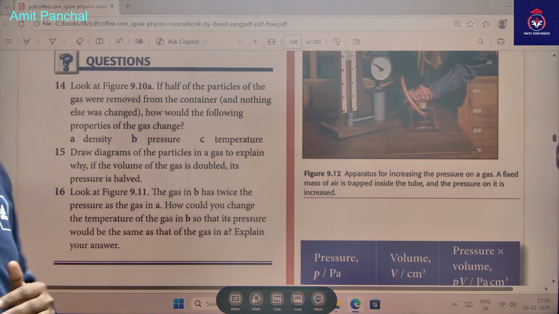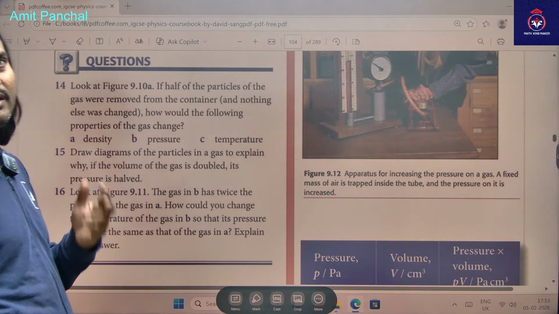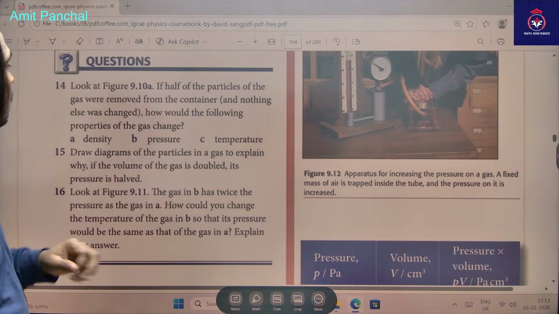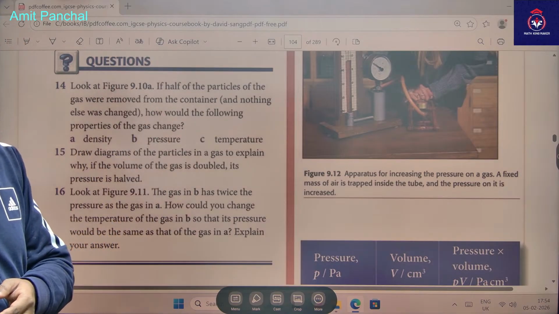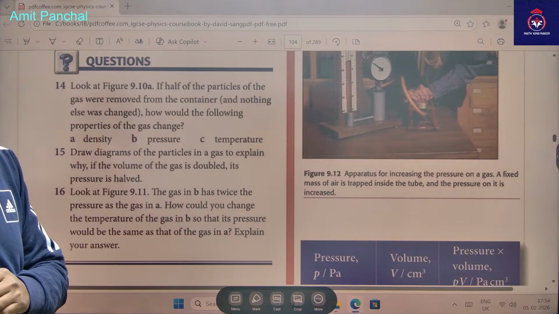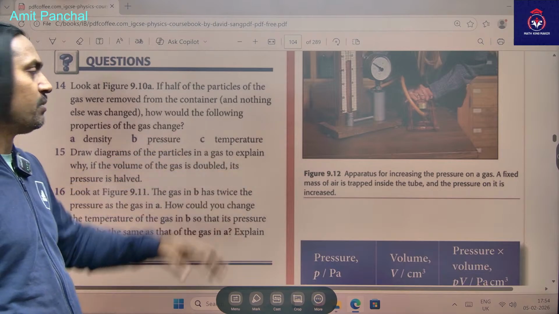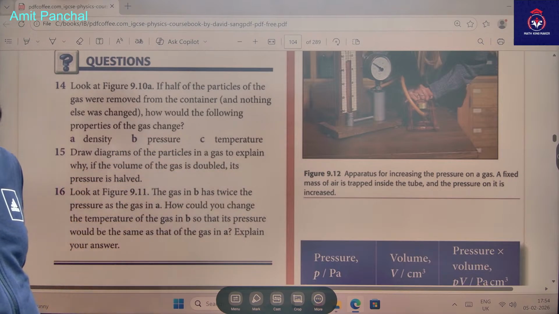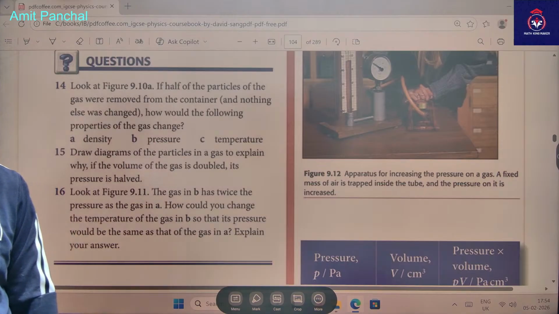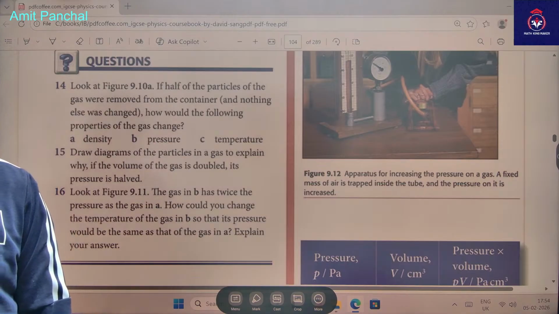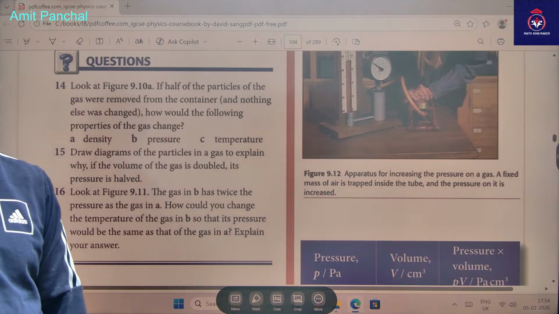Yes, density is mass by volume. So its density will be increased if you compress a gas, and pressure will also be increased. Pressure will be more if you compress it. Okay, what about temperature? Temperature, oh yeah, that will also cause the pressure of the gas to increase, right? Yeah, so that will depend.